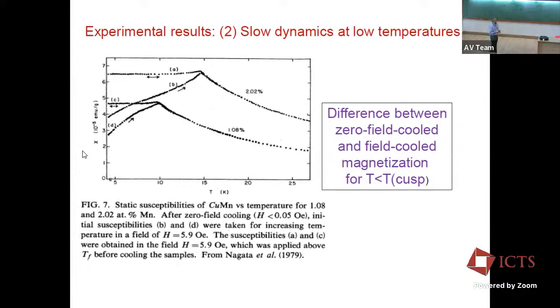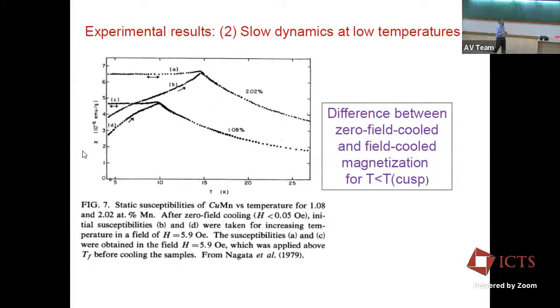So the only way that one can understand that is that the dynamics has become very slow. And so whether one does it this way or that way, that matters. History matters. When you prepare a system at a particular T and a particular H, then in this system, for T less than TC, it matters how you get to that particular point in T-H, whether you cool it in a field or you cool first and then apply a field. And these two, at least on experimental time scales, give you different values.